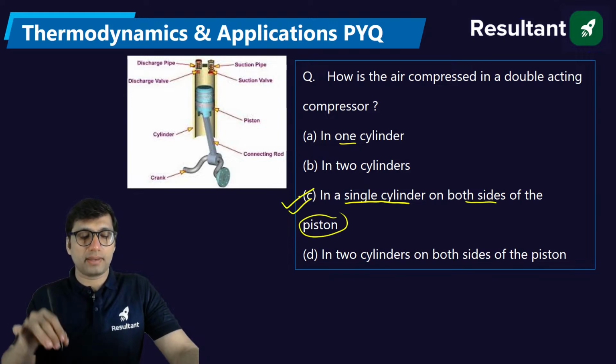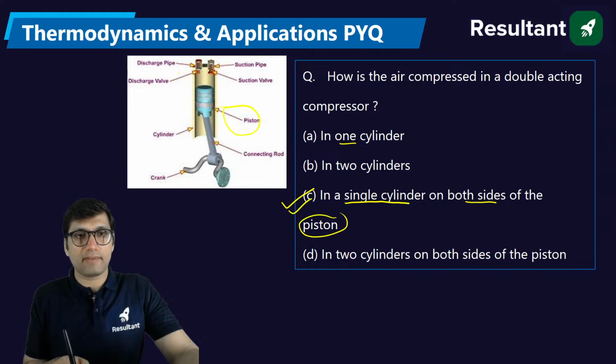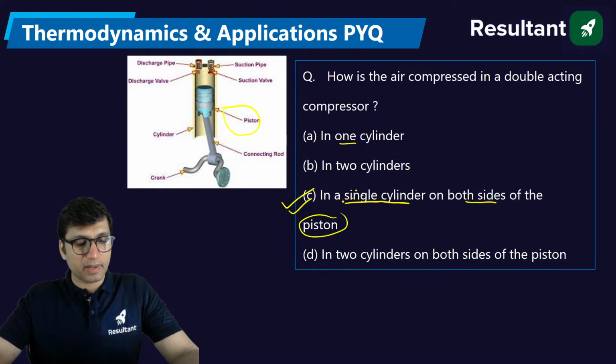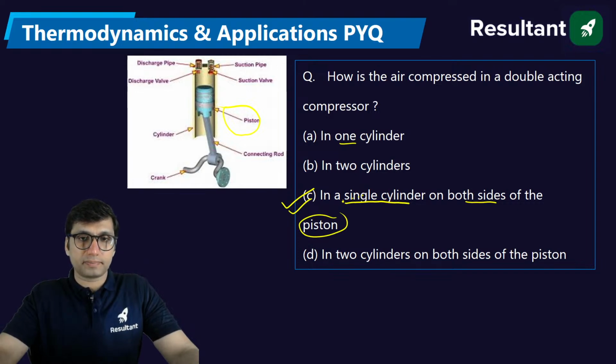Air will be compressed in a single cylinder. This is a single cylinder, but if this is your piston, then on both sides of the piston the air will be compressed. Okay, so that is the advantage of double acting compression: not in just one cylinder, but on both sides of the single cylinder.